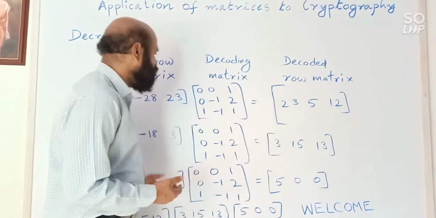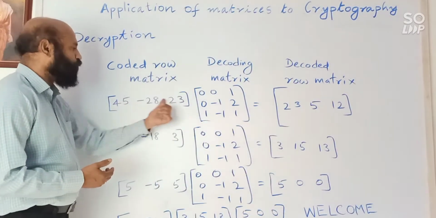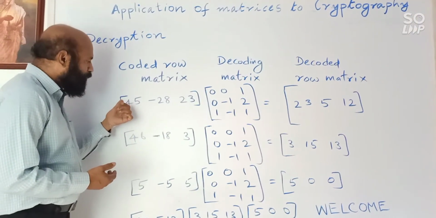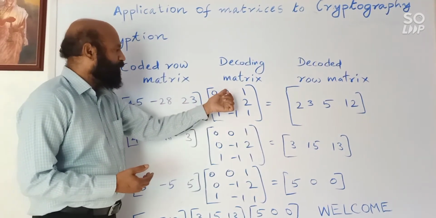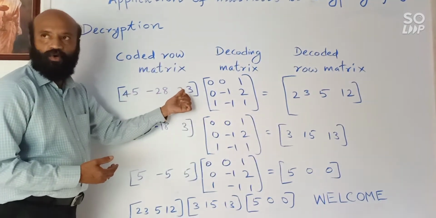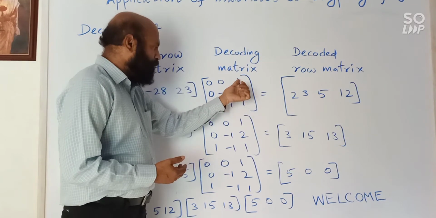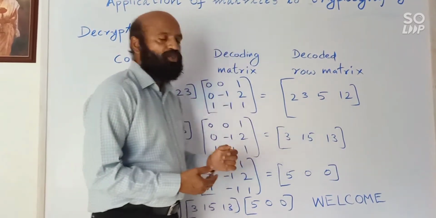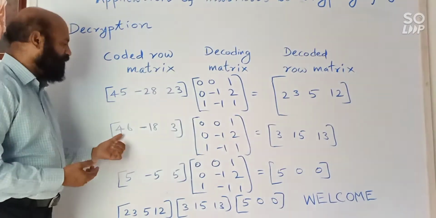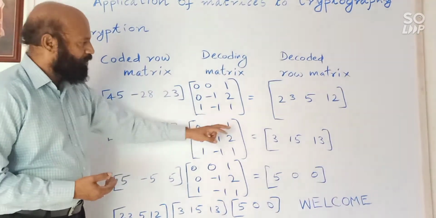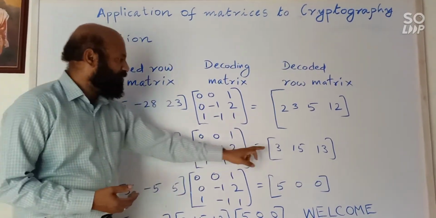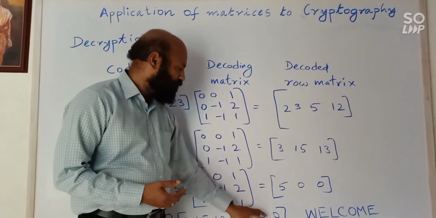the decoded row matrix. You multiply each element of this row by the elements of this column and add, you will get this. Next, you multiply each element of this row by the second column and add, you will get this. Similarly, each element of this row you multiply by the third column and add, you will get this. So you multiply these two matrices, and you will get a decoded row matrix. Similarly, the others also you multiply, you will get the decoded row matrices: 23, 5, 12 and 3, 15, 13 and 5, 0, 0.